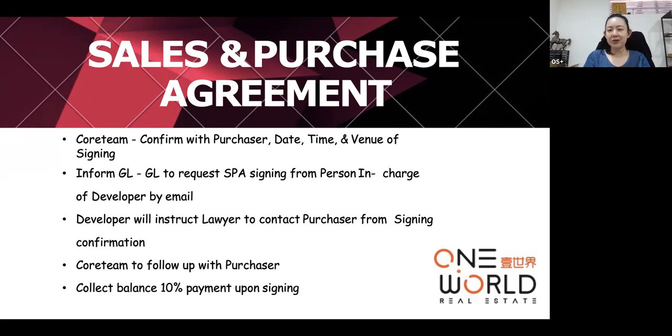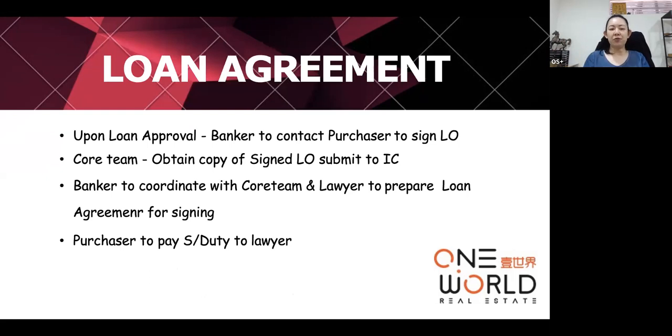So, loan agreement. Upon loan approval, the bank will contact the purchaser directly to sign the LO. Then the core team obtains a copy of the LO and submits it to the project IC or the GL. The bank will need to coordinate with the salesperson and the lawyer to prepare the agreement for signing. Whatever fee the purchaser needs to pay, you need to inform the purchaser in advance, because in some projects there will be some disbursement for the loan or for the SPA or for anything. So all these things you need to confirm in advance.